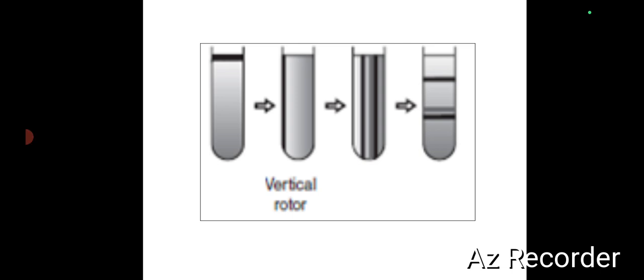This is the picture for vertical rotors. In the first tube we keep the sample during acceleration. The particles move along the walls of the tube, and then in the third tube the sample is separated. Finally, after the final stage, in the fourth tube we get the sample.